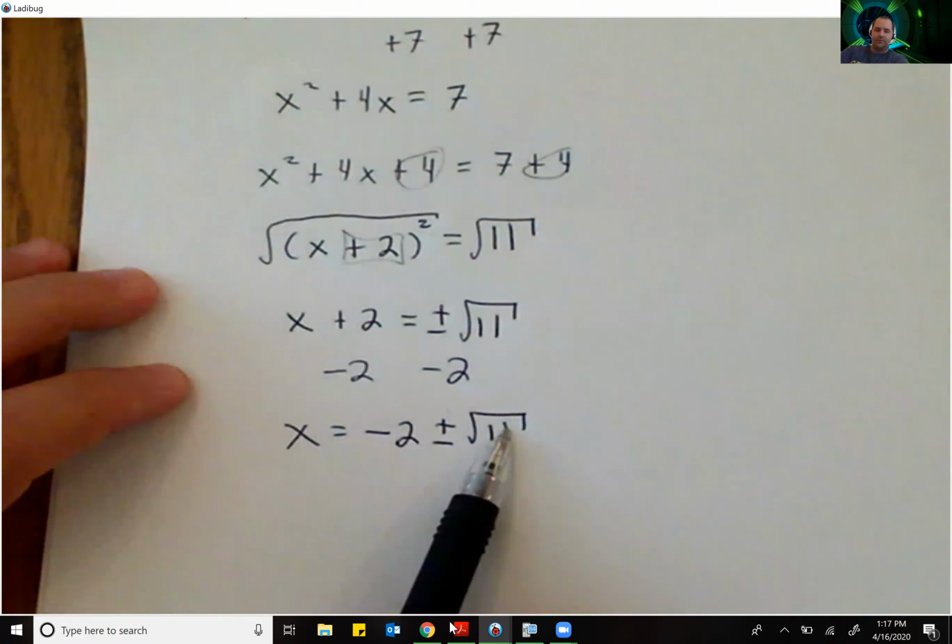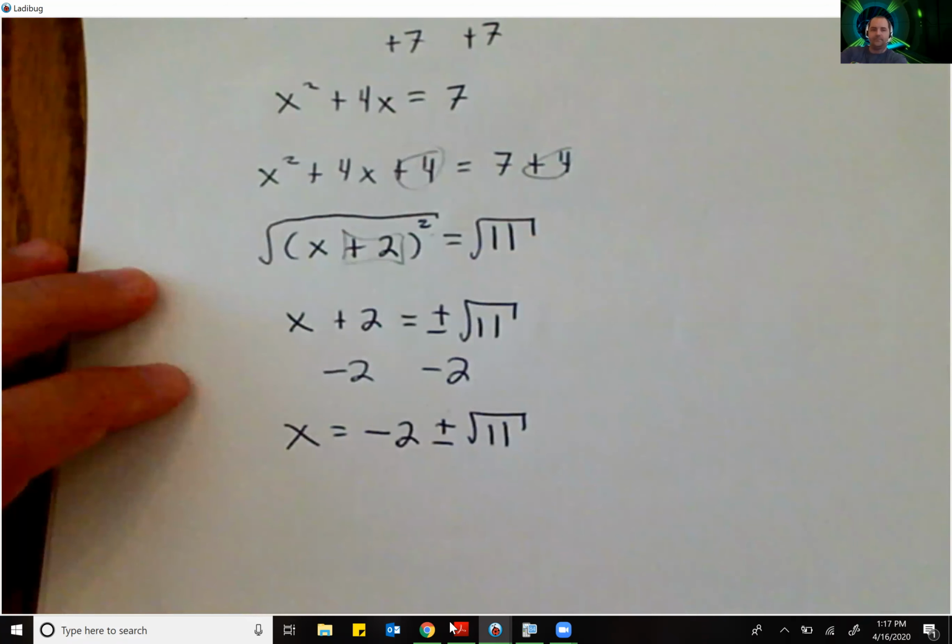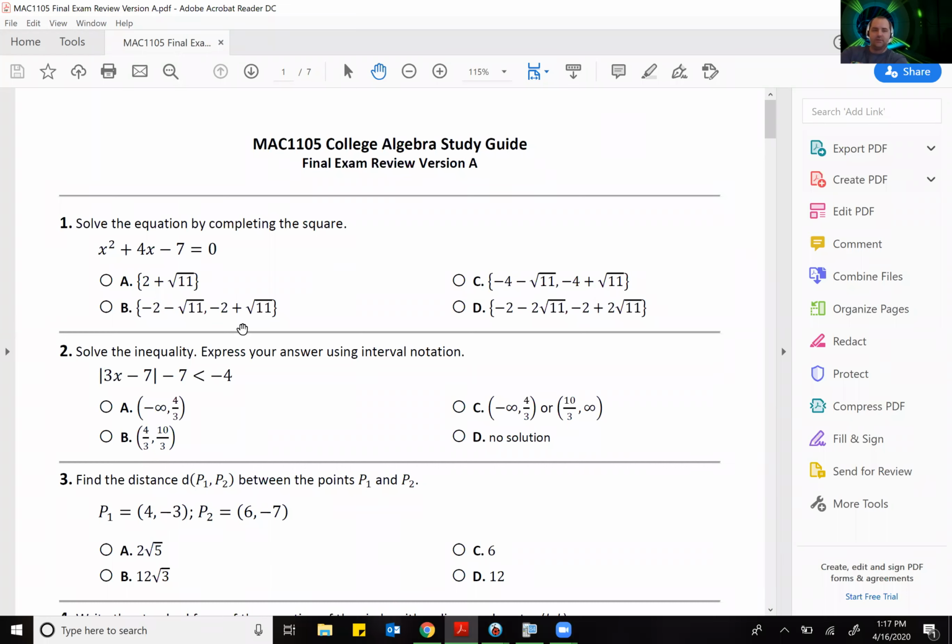So if we go back to our document, well, it's not that one because it only has plus. Here's a negative 2. Here's a negative 2. We've got a plus square root of 11. We got a minus. It's got to be B. Yep, B is our answer.